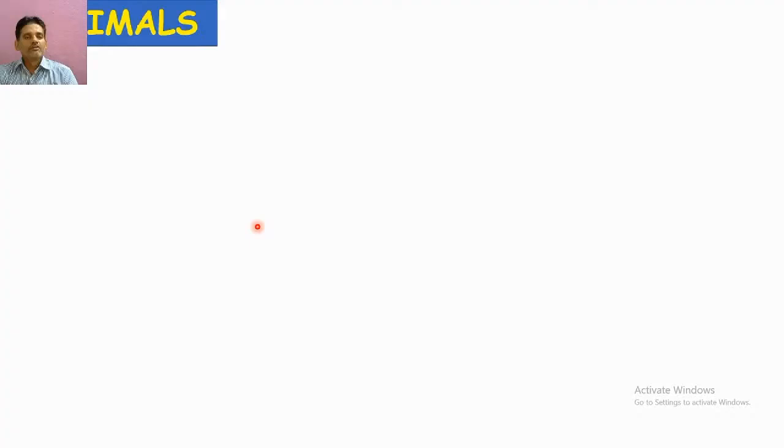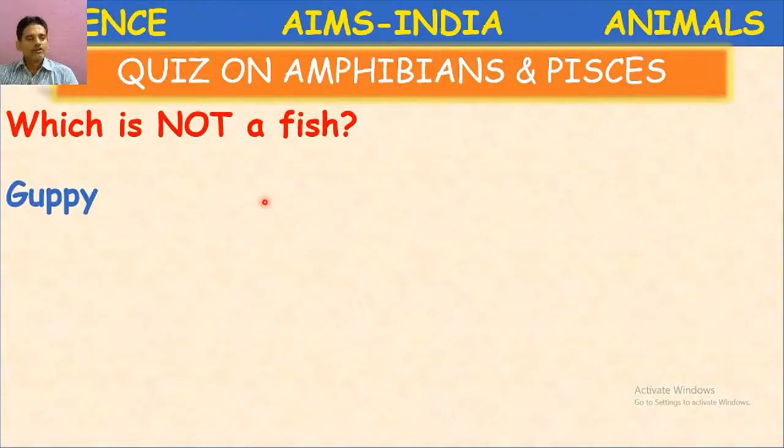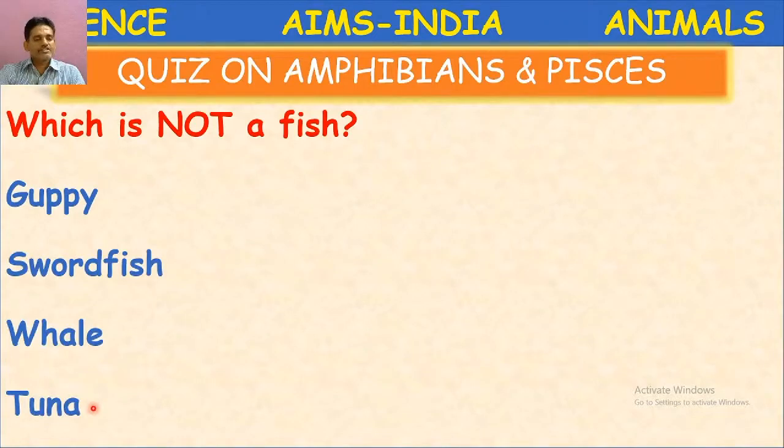Which is not a fish? Once again, guppy, swordfish, whale, tuna. Tuna fish, bony fish, swordfish, marine, guppy fish, also marine. What is the correct option here? Among all the four, which is not a fish? So whale. Whale is a mammal. Okay? Yes, you are correct. Whale is a mammal. It is not a fish. The correct option is C, whale. Next.